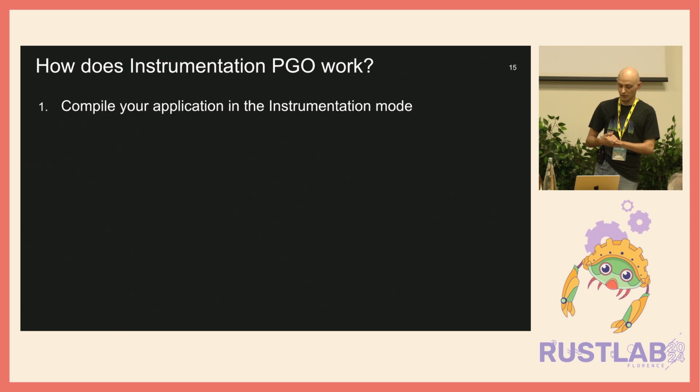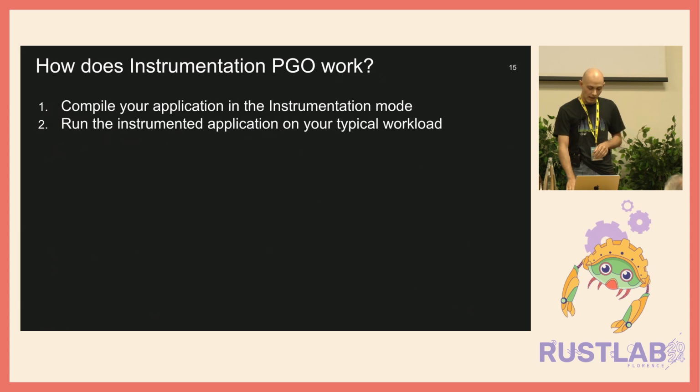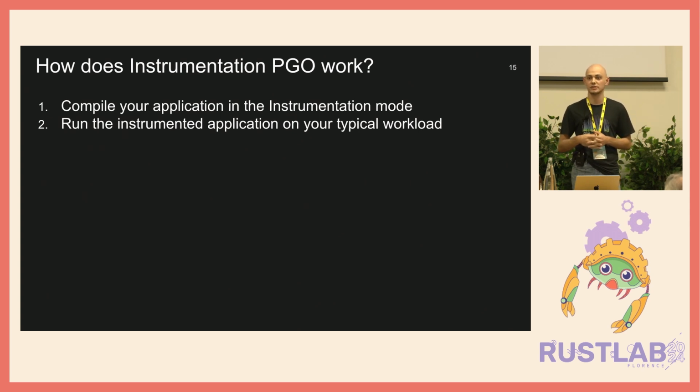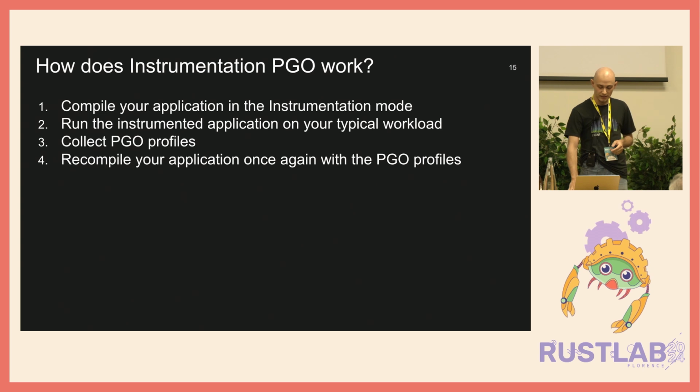So how does it work? We need to compile your application in the instrumentation mode. During the instrumentation phase, the compiler will insert an additional amount of instructions into your code, like additional counters and so on, and will link an additional runtime library that will perform instrumentation. Then you need to run the instrumented application on some typical workload, collect PGO profiles, and recompile your application once again with these PGO profiles.